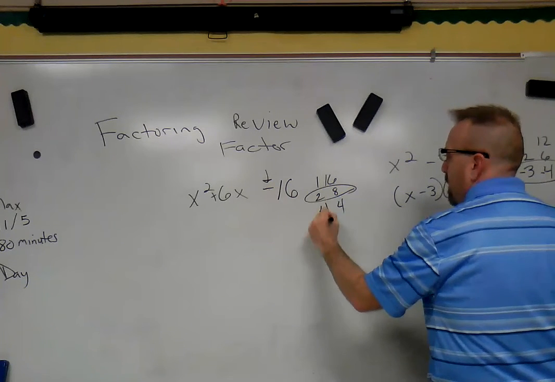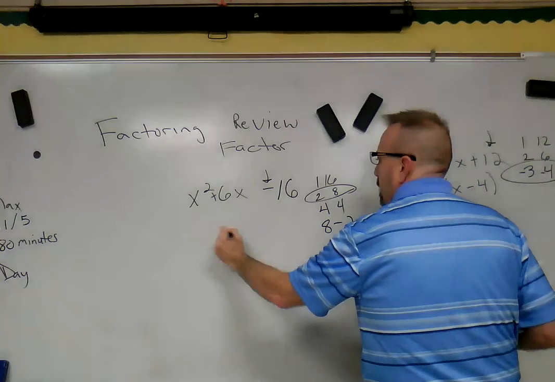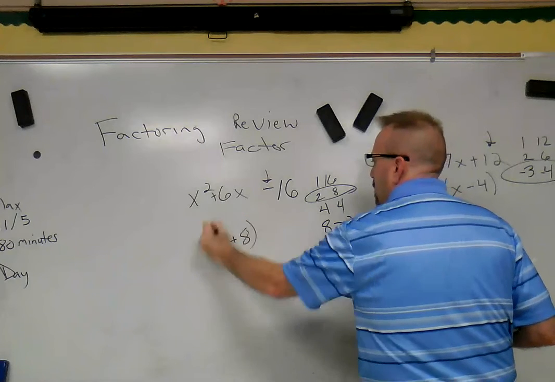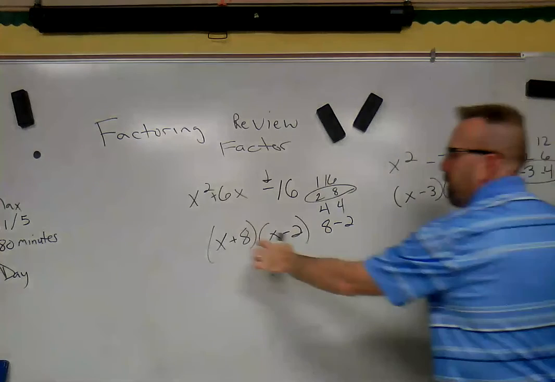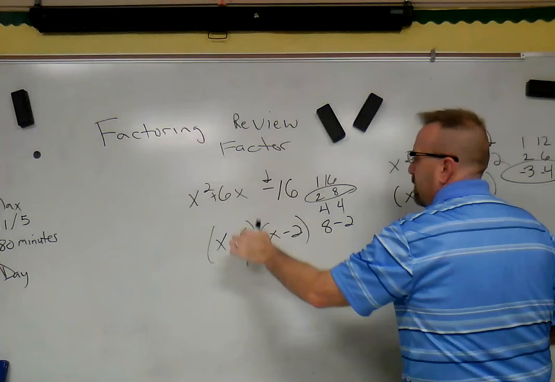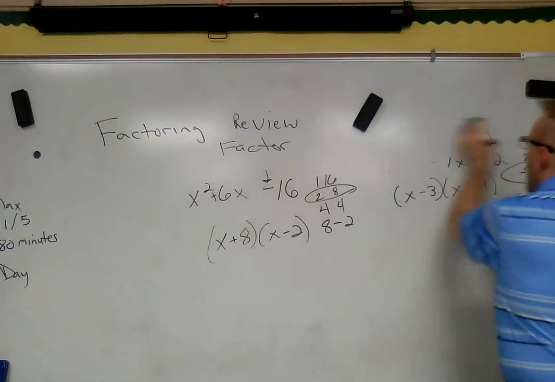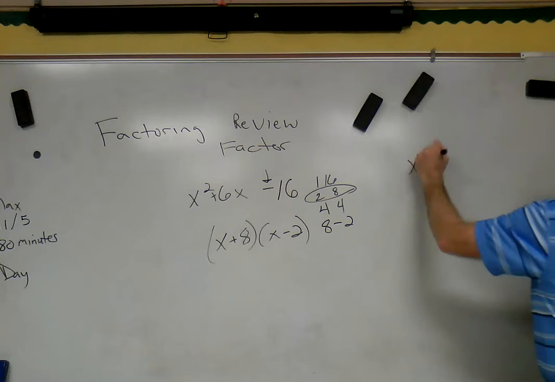And we need positive 6. So we need 8 minus 2 to get positive 6. So x plus 8, x minus 2. 8 minus 2 is positive 6. 8 times negative 2 is negative 16.